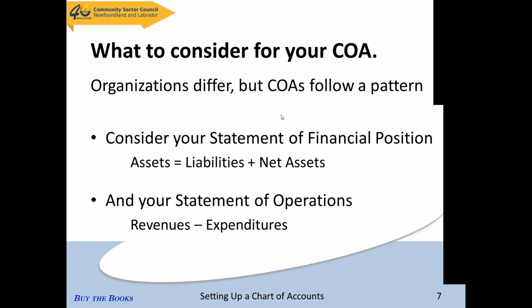Now, charts of accounts do normally follow a certain pattern, and they are based on the financial statement presentation. So it usually starts with the accounts that are on your statement of financial position, which is also known as your balance sheet. So those would be your assets, your liabilities, and then your net asset accounts. And of course, next would be the accounts from your statement of operations, being all of your revenues and expenditures.